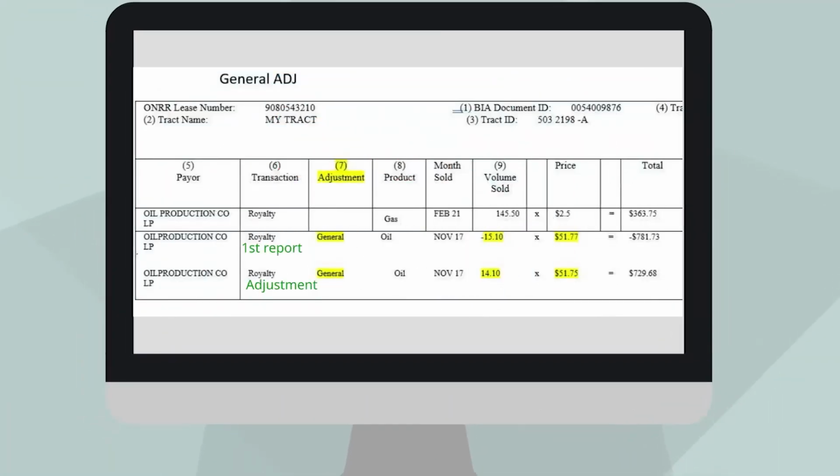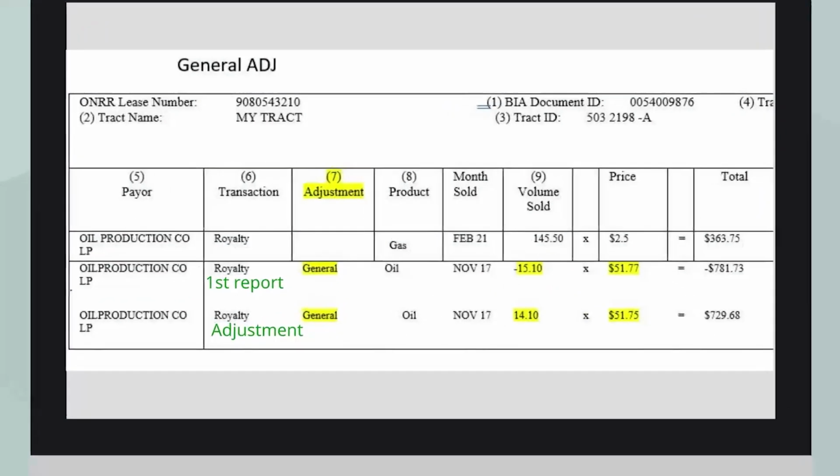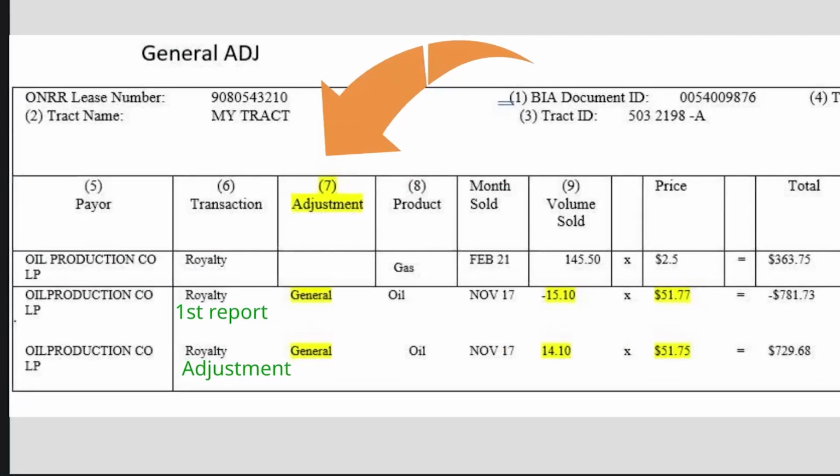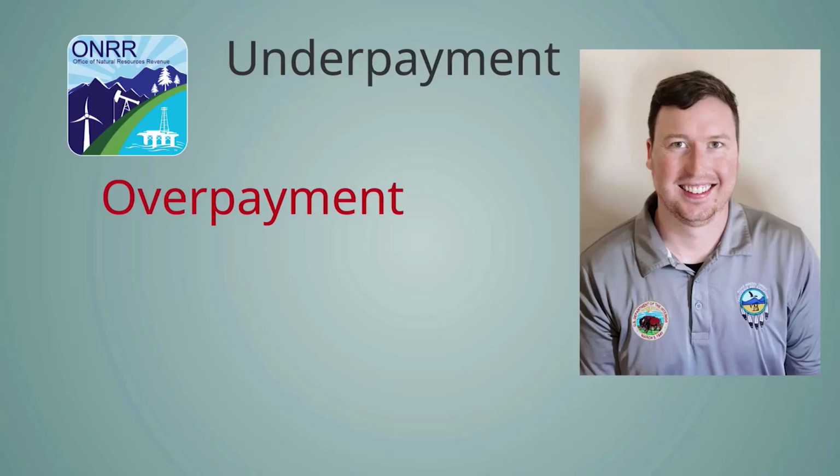Both amounts appear on your EOP in the row where there is an adjustment reason listed in column 7. The difference between the two amounts results in a total that will be higher or lower than the original amount, depending on whether the change resulted in an underpayment or an overpayment. An underpayment means plus money to lease. An overpayment means negative money from lease.